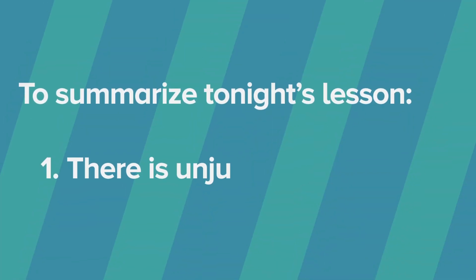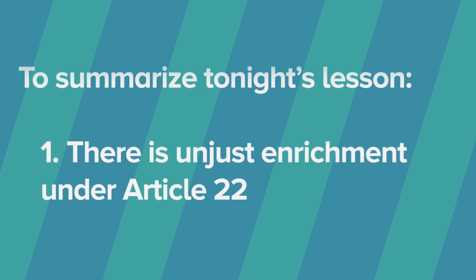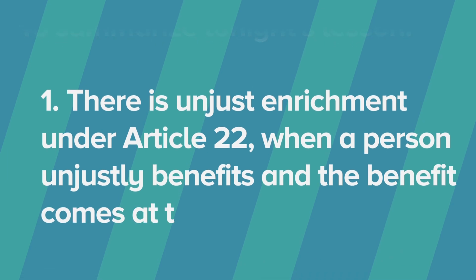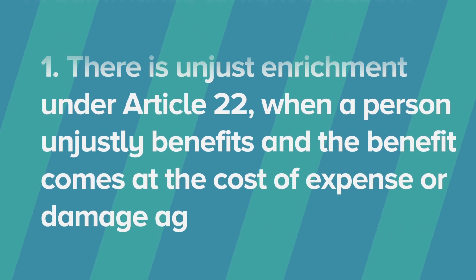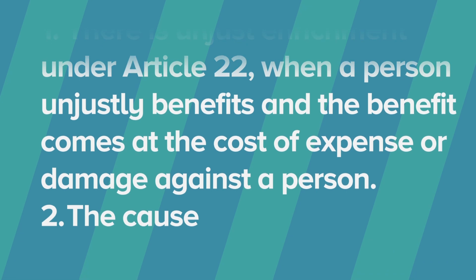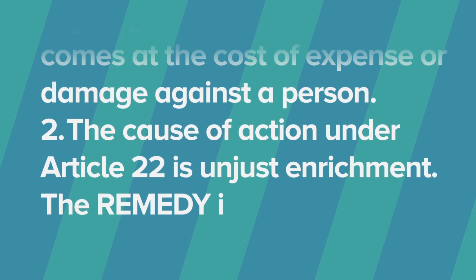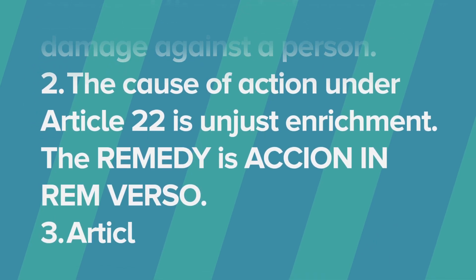To summarize tonight's lesson, number 1, there is unjust enrichment under Article 22 when a person unjustly benefits and the benefit comes at the cost of expense or damage against a person. 2, the cause of action under Article 22 is unjust enrichment. The remedy is action in rem verso.